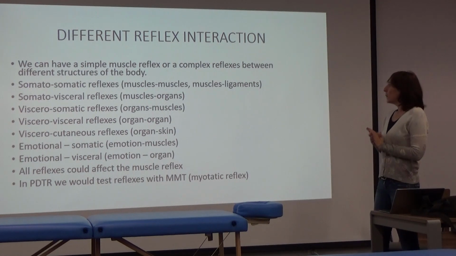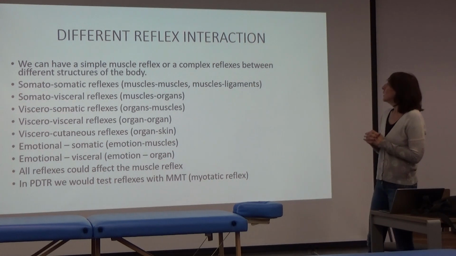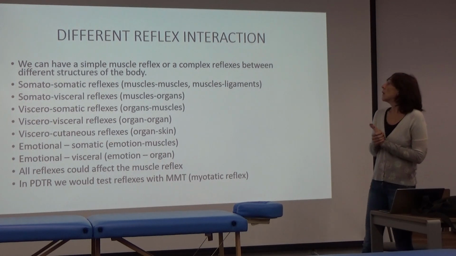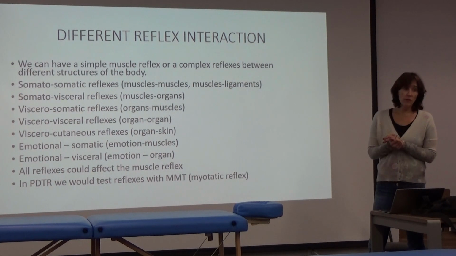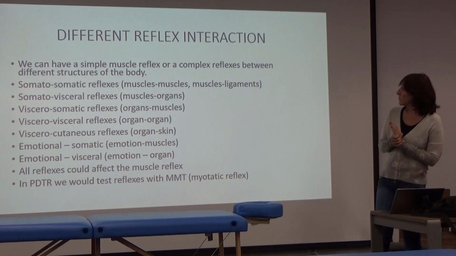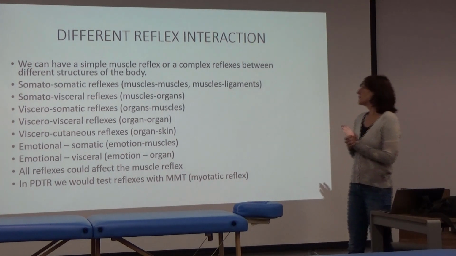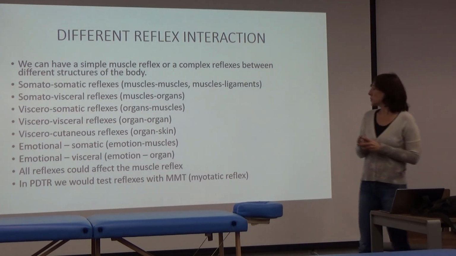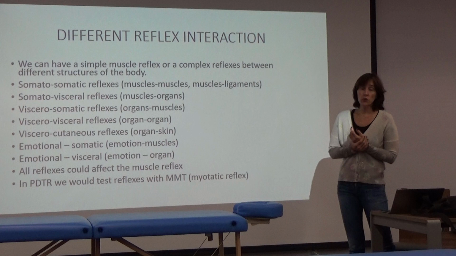Okay, now it's a bit complicated with words, but I think it's important to talk about different kinds of reflex systems which could be affected. We have somatosomatic reflexes, meaning muscle ligament reflexes, somatovisceral reflexes, muscle organs, viscerosomatic reflexes, organ muscles, viscerovisceral reflexes, organ organ, then organ skin, then emotion muscles, emotion organs, and many combinations of these reflexes.